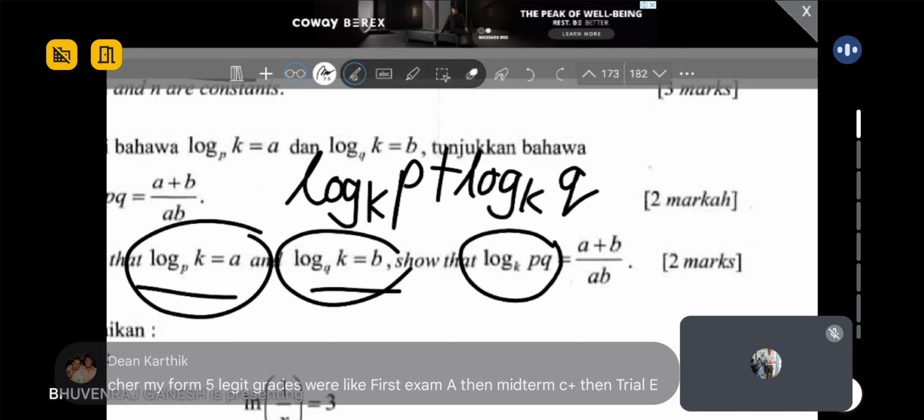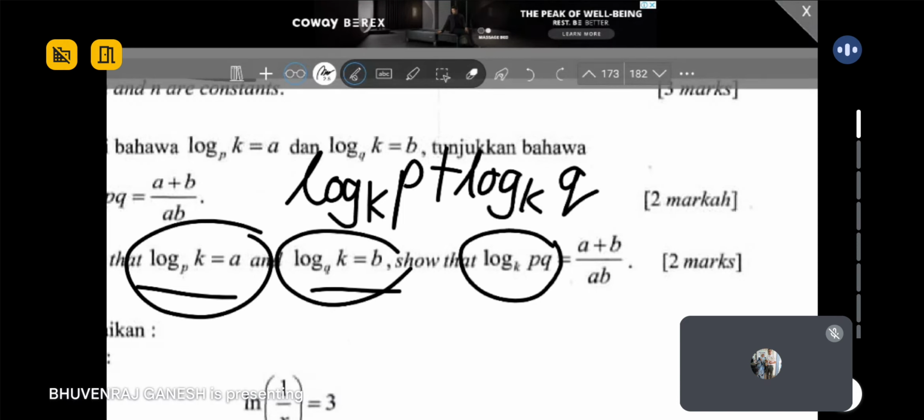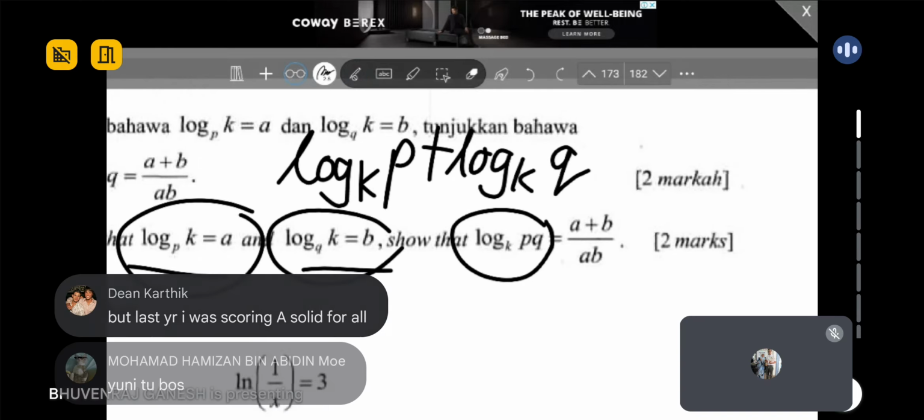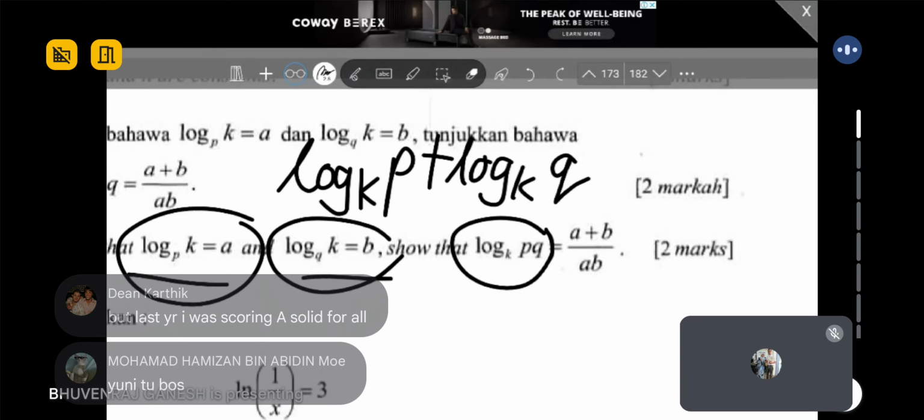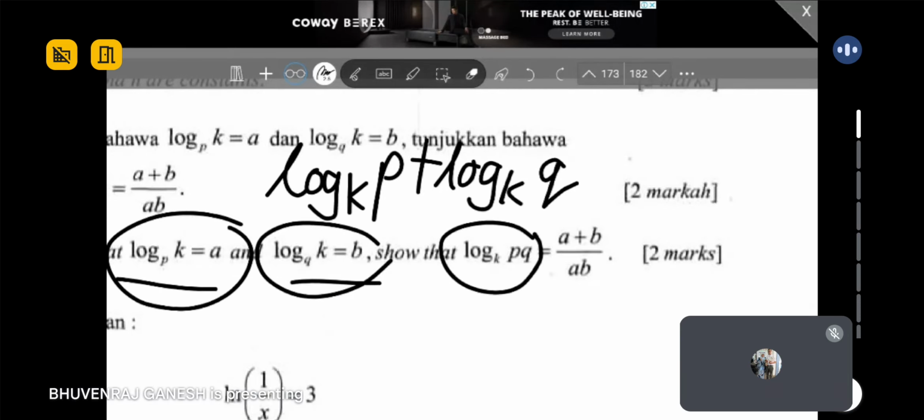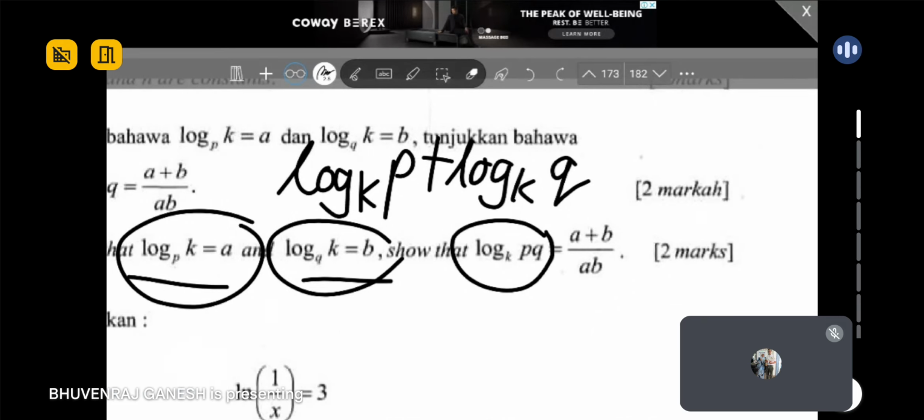My Form 5 legit grades were like first exam A+, C+, trial E. Don't worry. Even though it goes down, right, it doesn't represent your actual grade in the SPM. Don't worry. SPM, you can still shoot up back. Last year, I was scoring A solid. Yes, of course, guys.